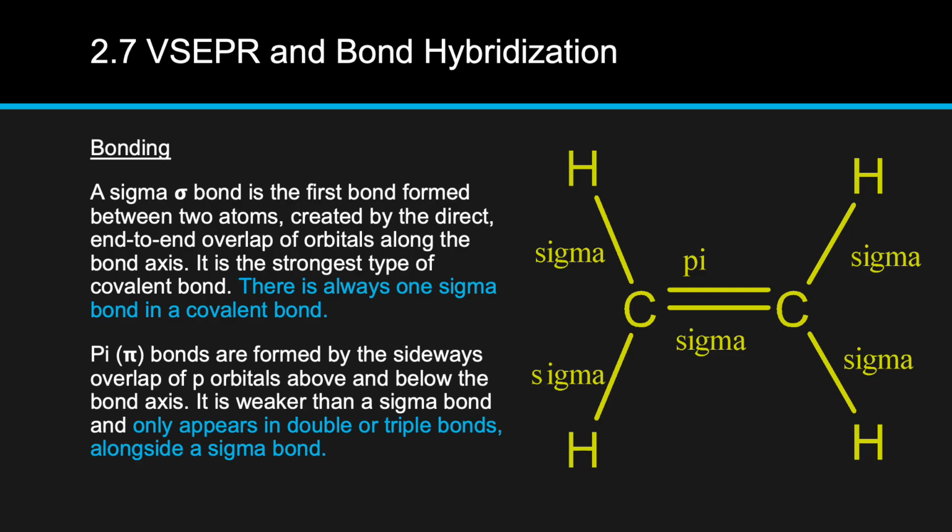Pi bonds are different because they are formed from sideways orbitals, not the direct overlap of the orbitals. So they happen above and below the bond axis. And because of that, since it's not a head-on collision where they are completely overlapping, they are weaker than sigma bonds. And pi bonds are only going to show up after a sigma bond. So if you have a double bond, for example, that means you have one sigma and one pi bond. If you have a triple bond, that means you have one sigma and two pi bonds. So in this molecule ethene here, the carbon-to-carbon double bond has one sigma bond and one pi bond, and each carbon-to-hydrogen bond is a sigma bond.